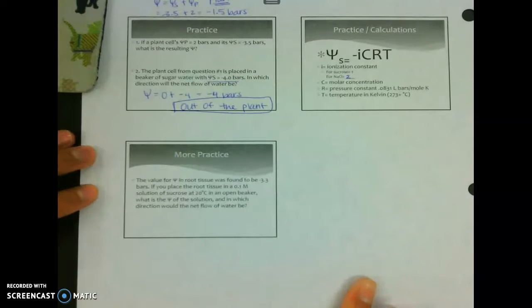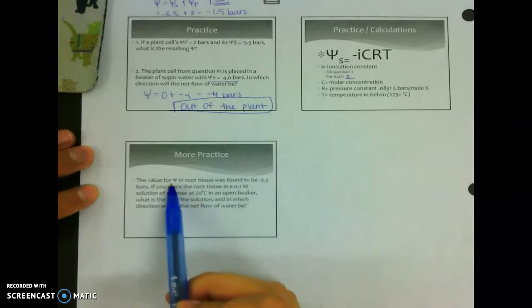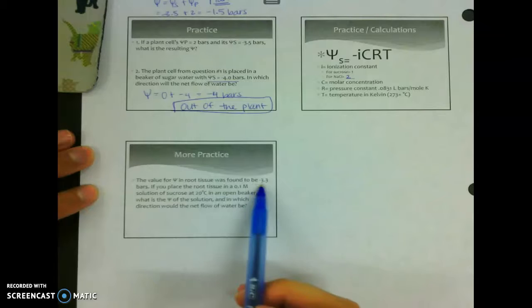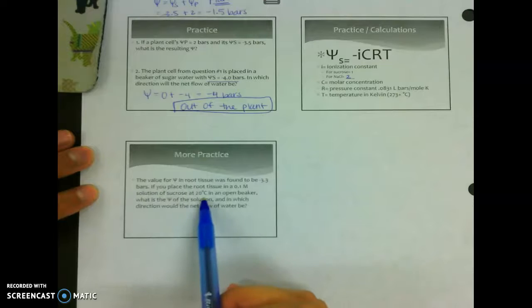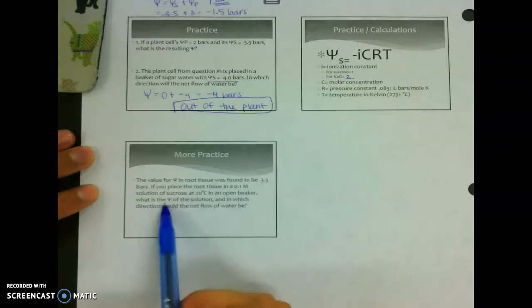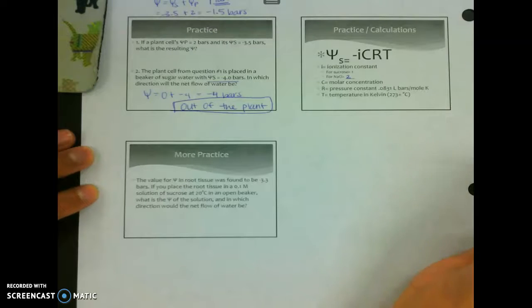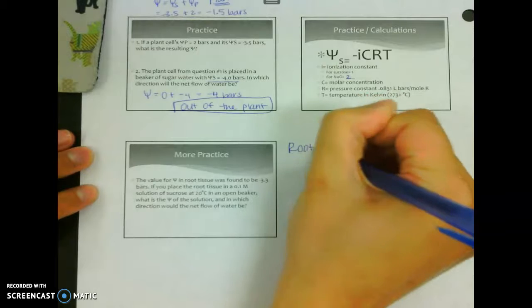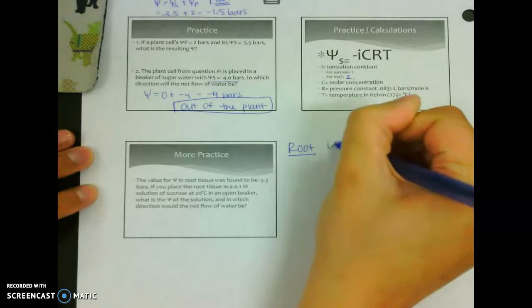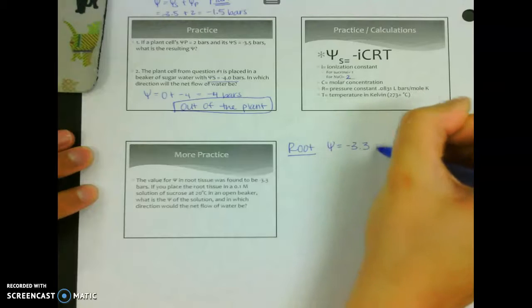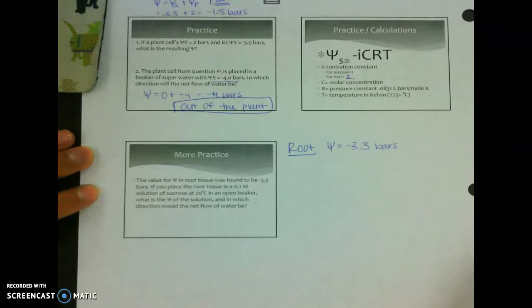So let's do one more practice problem together. The value for water potential in root tissue was found to be negative 3.3 bars. If you place the root tissue in a 0.1 molar solution of sucrose at 20 degrees Celsius in an open beaker, what is the water potential of the solution, and in which direction will the net flow of water be? So I like to break it up, and I like to talk about just the root first, and then we'll talk about the beaker. The water potential in the root is negative 3.3 bars. We don't have to calculate anything there.